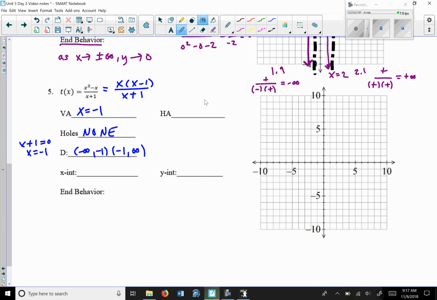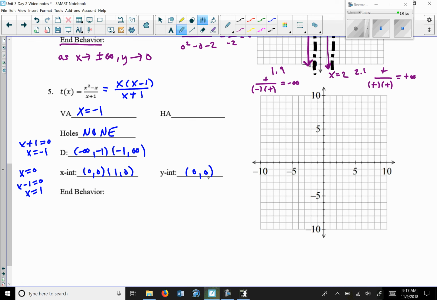My x-intercepts are the zeros of the numerator. So in this case, I have two. I have x equals 0 because of this x right here, and I get x minus 1 equals 0, so x is equal to 1. So I have (0, 0) and (1, 0). Because of (0, 0), that tells me that's the y-intercept.